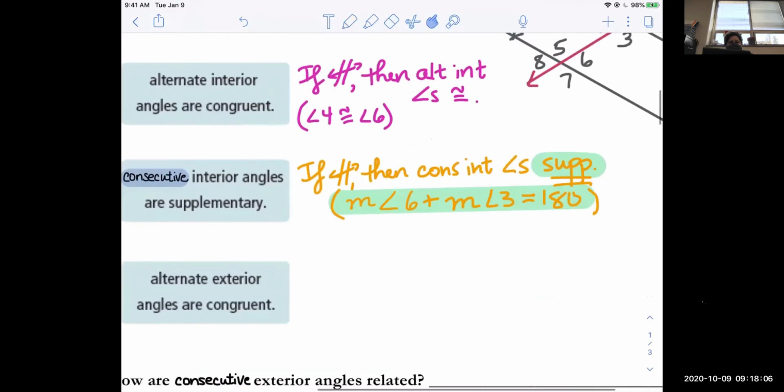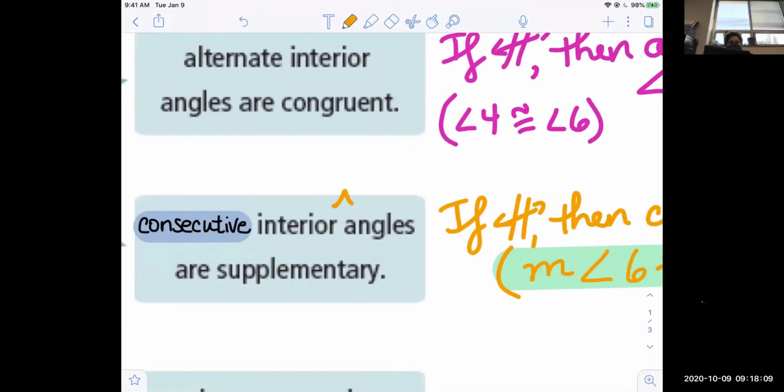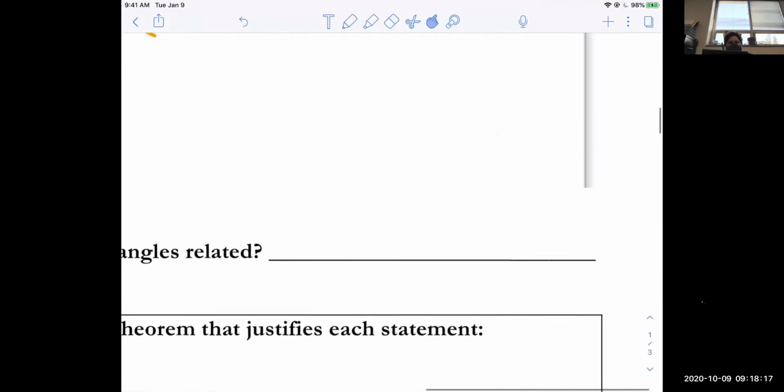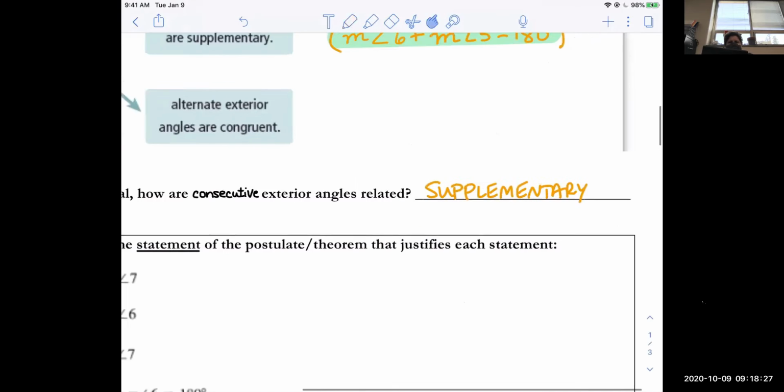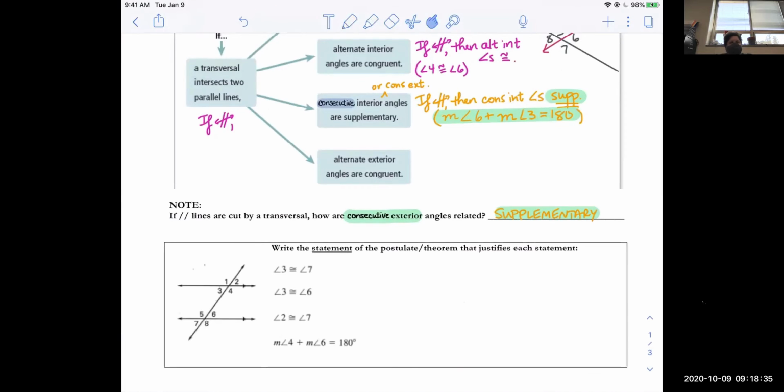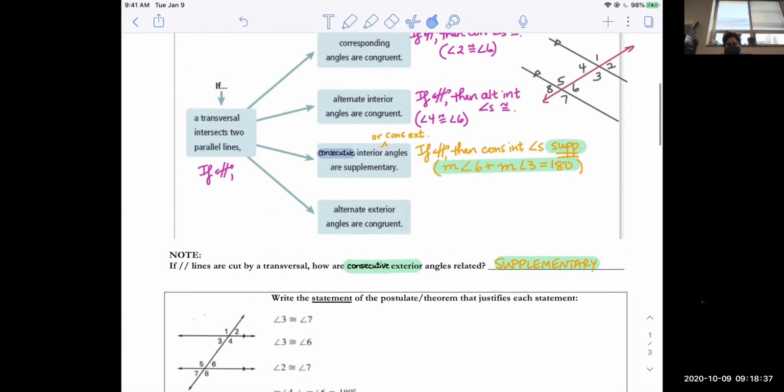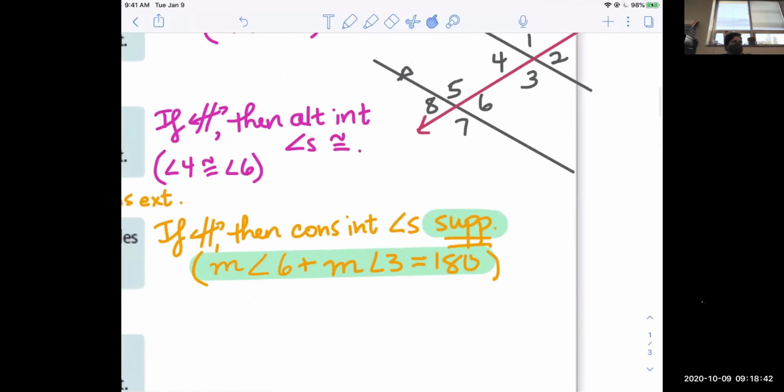Okay, so this is true whether they're consecutive interior or consecutive exterior. For some reason, your book doesn't really give you a theorem for consecutive exterior, but we can certainly use that. So consecutive exterior angles will be supplementary when the lines are parallel cut by a transversal. Whether they're interior or exterior, the consecutive ones will be supplementary. Angle 3 and 6 would be for interior. A consecutive exterior would be like 2 and 7, for example.